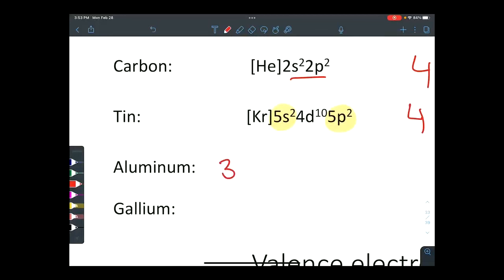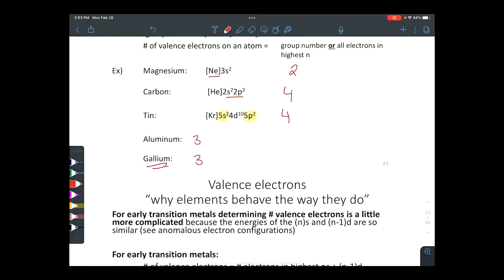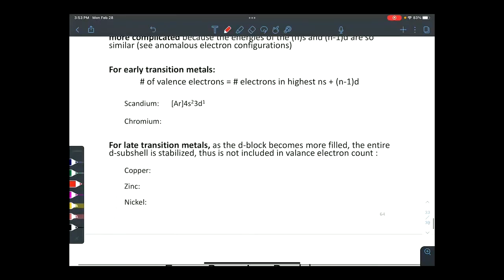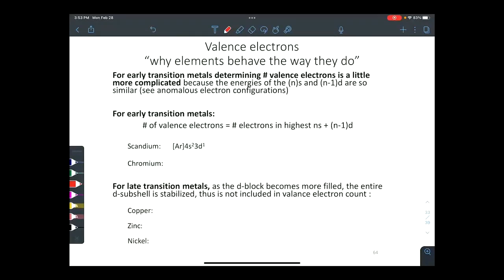And then, so just guess with me, how many valence electrons are in aluminum? 3. How about gallium? 3. Wait, is it? Yeah, 3. All right, and with gallium, you have a completely filled 3D, so that's why those 3D electrons don't count.